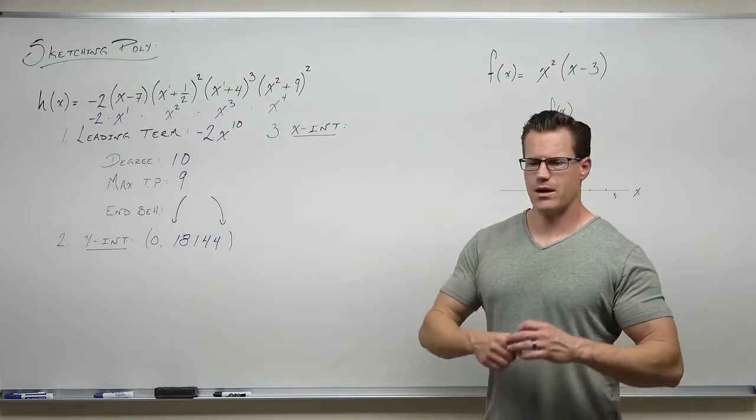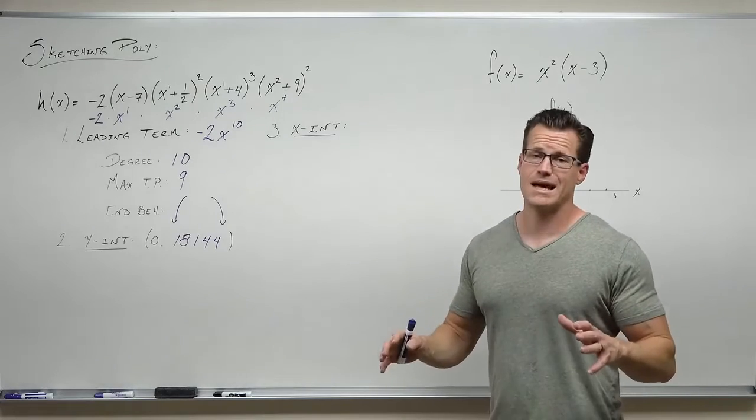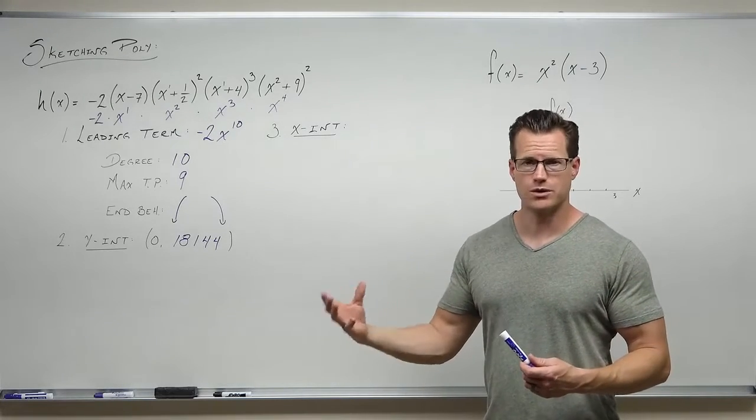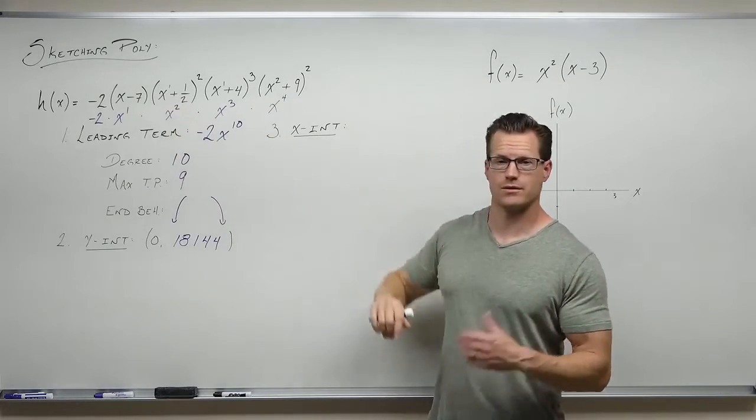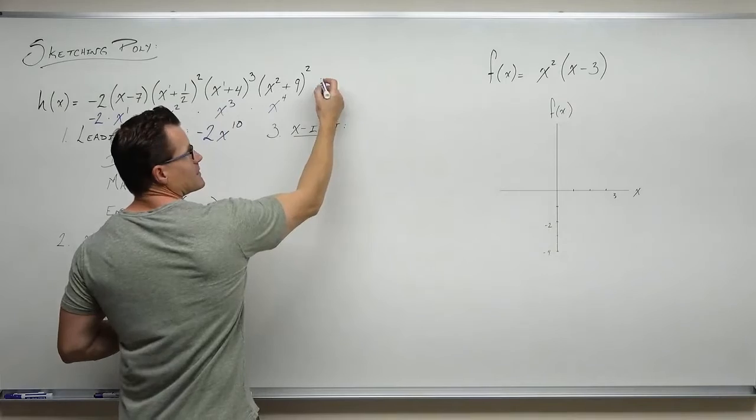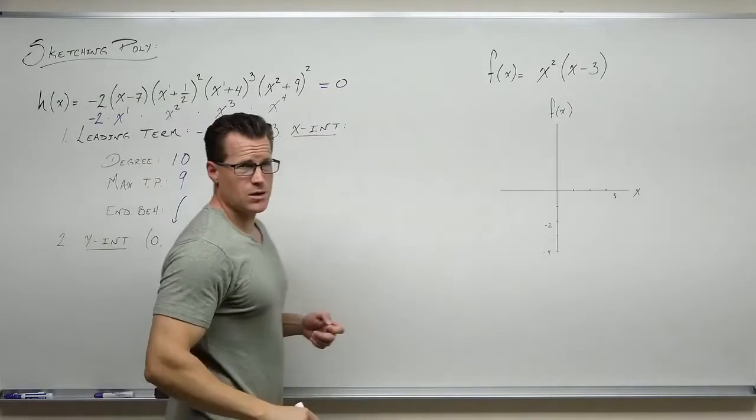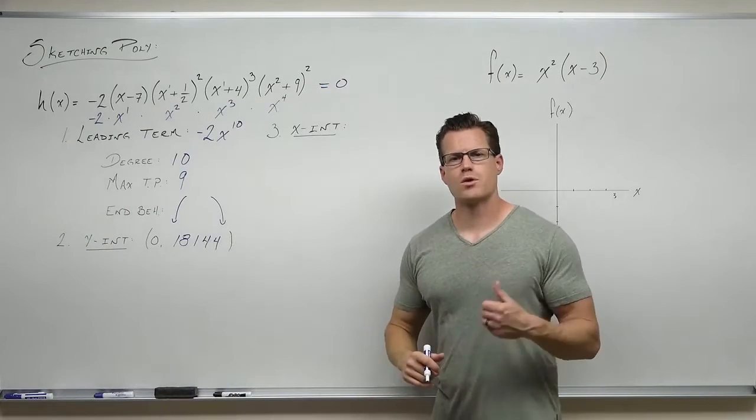Our x-intercepts are found for basically every function by setting that function equal to 0, which is really convenient if we have it already factored. And that's great. So when we set this equal to 0, we can now use the zero product property.